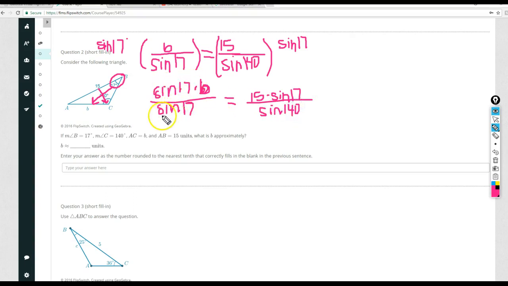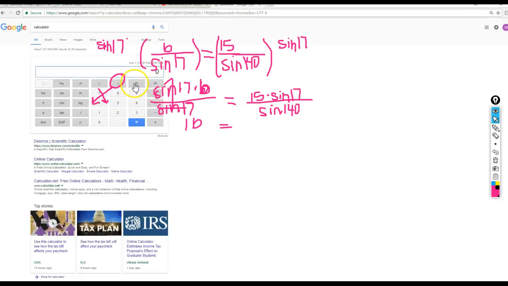Now sine of 17 divided by sine of 17 can be reduced down to a form of 1 since it's the same number being divided by itself. So then we have 1b is equal to 15 sine of 17 divided by sine of 140. We're going to use our calculator to find our decimal approximation: 15 times sine of 17 degrees, close that parentheses.